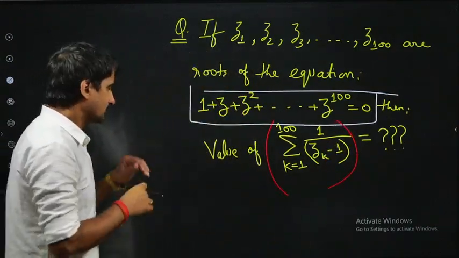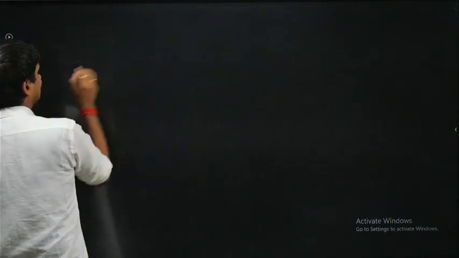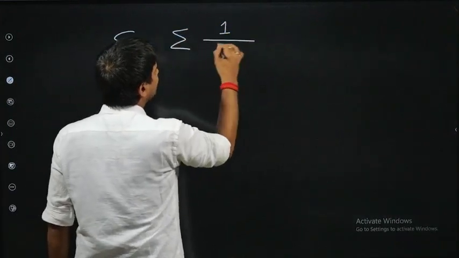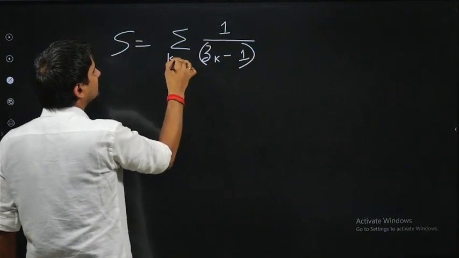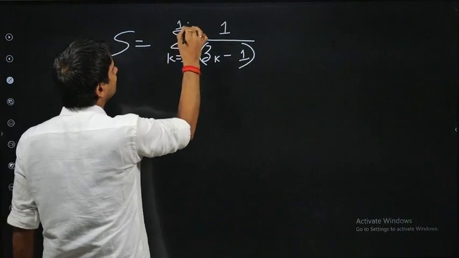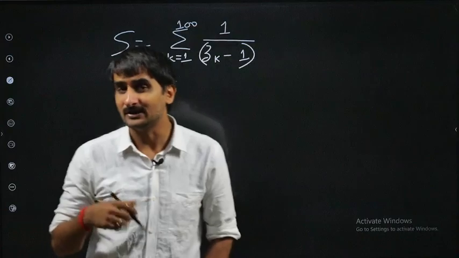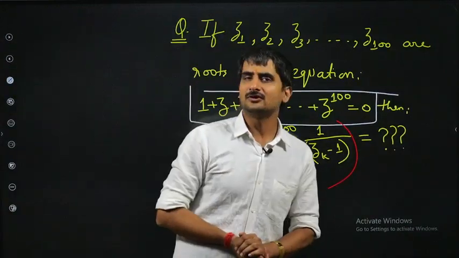Okay, so what this series is, if I just write it like so, the series is summation of 1 upon zk minus 1, where k goes from 1 to 100. So that's our series, and we have to evaluate this series, where the information is that z1, z2, z3 are the roots of this equation.